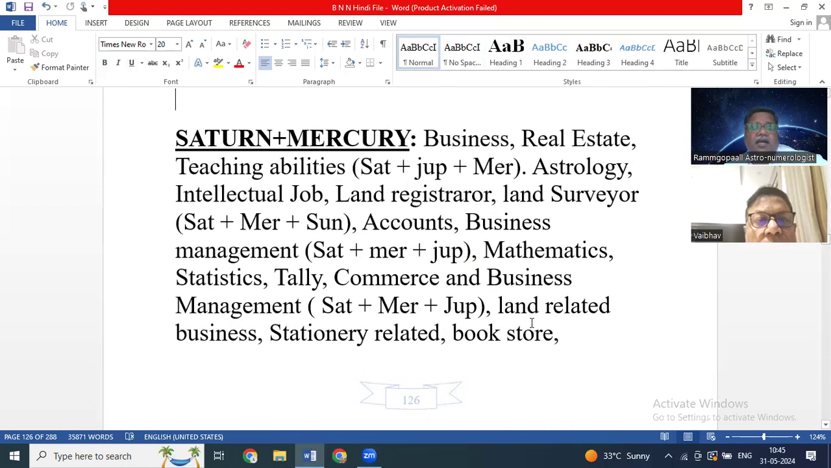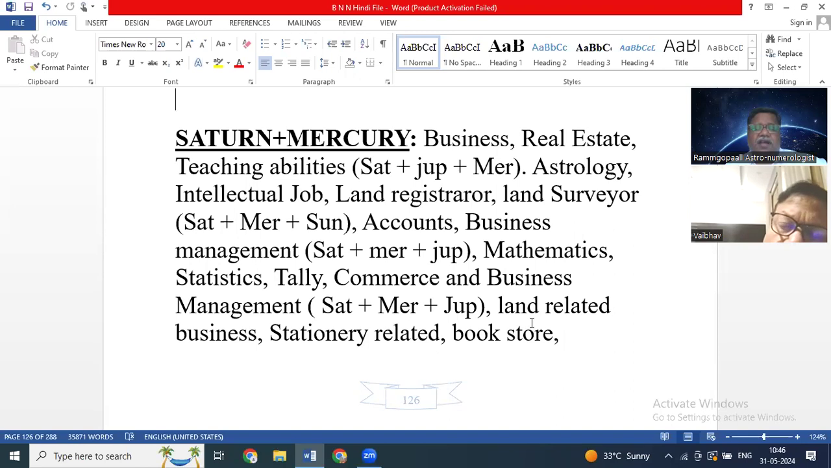If Mercury is with Saturn, the native can do business, trade, real estate. So he can do real estate and has teaching abilities. Here Jupiter is the teacher, and Mercury is the ability to teach. So with these three combinations, Saturn, Jupiter and Mercury, generally the native will become a teacher. With only Saturn and Jupiter, the native may not become a teacher, because he should have communication skills to teach. That's why Saturn should be with Jupiter and Mercury.